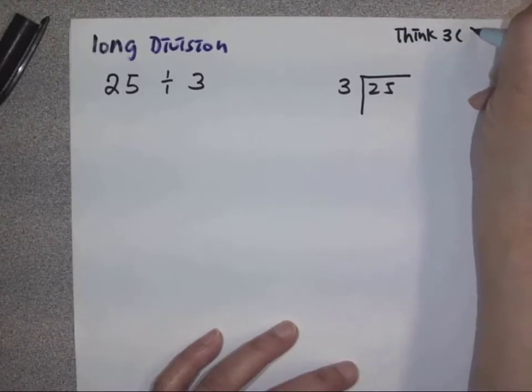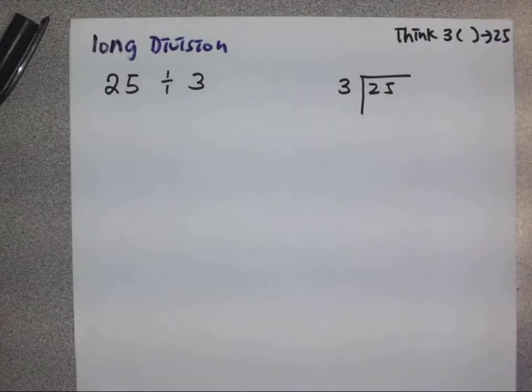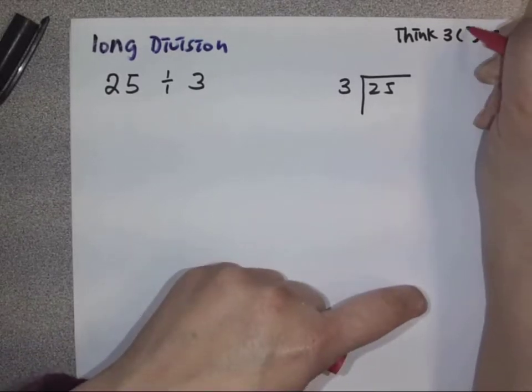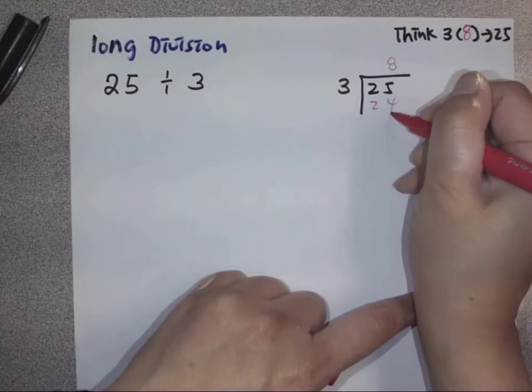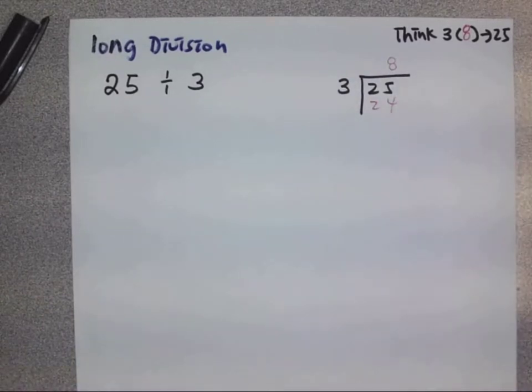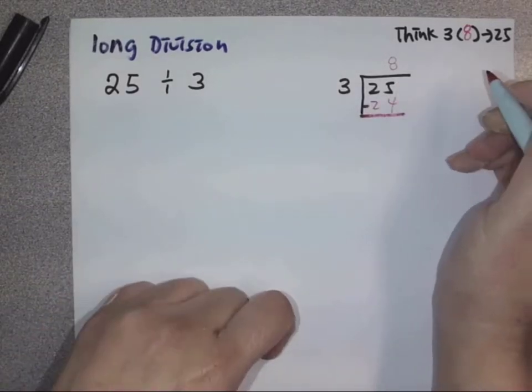We need to multiply 3 by something, and it's going to get close to 25, right? What would that be? 3 times 8 is 24. Very good. So 3 times 8 is 24. What do we do between those two numbers? We subtract. So after we subtract, what do we get?